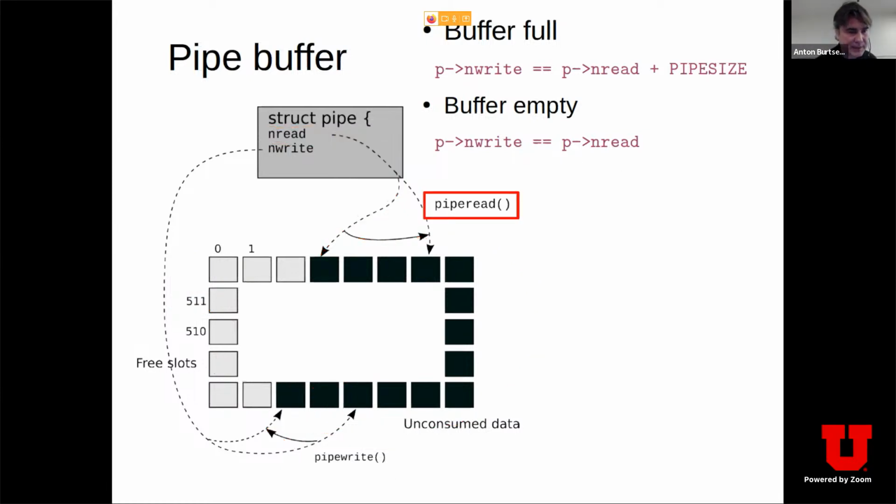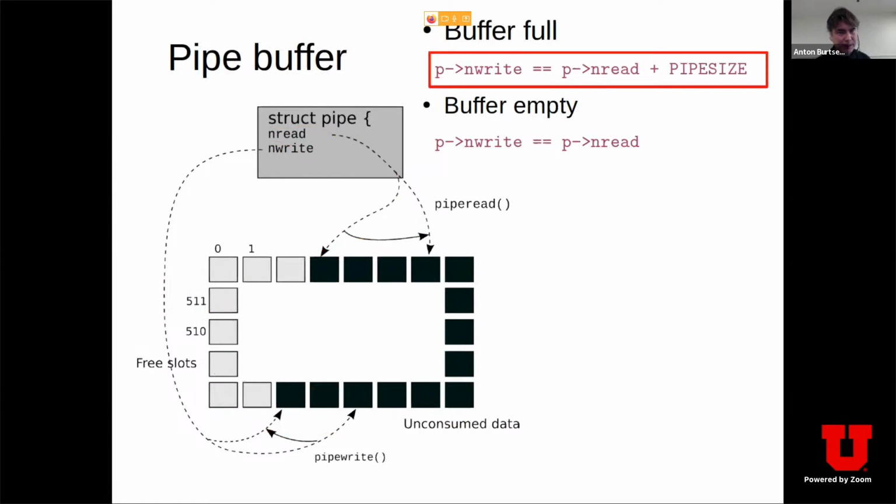And conceptually, you always just check for those conditions. If the write pointer, which is this one, equals the read pointer plus pipe size, it means that the buffer is full. And if they just equal, then it means that the buffer is empty, because both pointers point into the same location in this ring buffer.